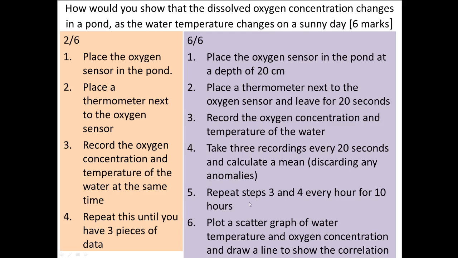5, and this is why we like a numbered list, because I can just say repeat steps 3 to 4 every hour for 10 hours. That means I'm getting data throughout the day. And then it says, how would you show that dissolved oxygen concentration changes? So I'm just going to show it by drawing a graph of water temperature and oxygen concentration, and then draw a line to show the correlation. Again, a really spot on, high quality 6 out of 6 answer. And that's what you're going to have a go at in a minute, hopefully.